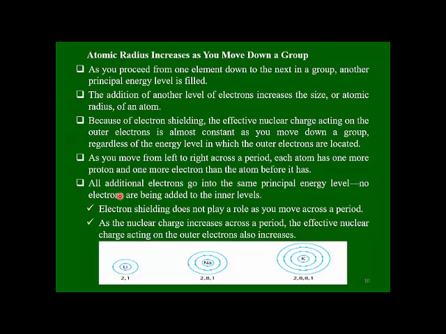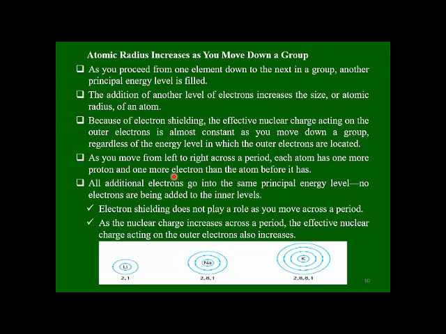So all additional electrons go into the same principal energy level. No electrons have been added to the inner shells, inner levels. So electron shielding does not play a role as we move across the period. So across the period, the atomic radius reduces because of the grip, the hold of the electrons to the nucleus, which is governed by what is called the increase in the effective nuclear charge.